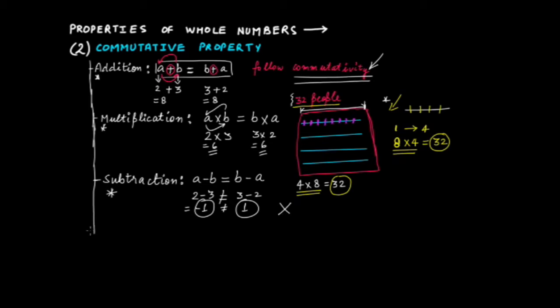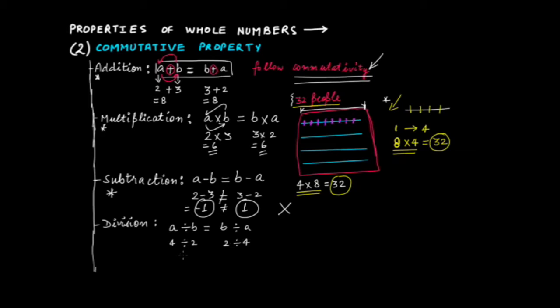And the last one is for division. For division to follow the commutativity, it means that A divided by B will have to be equal to B divided by A. And you can check it with any example, like suppose you are taking 4 divided by 2. So is 4 divided by 2 the same as 2 divided by 4?